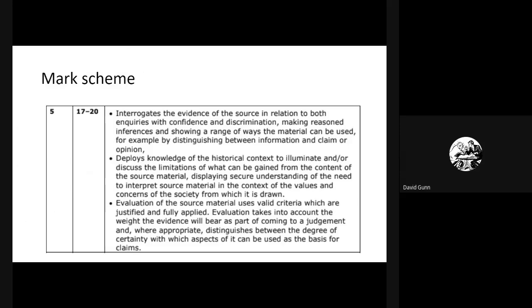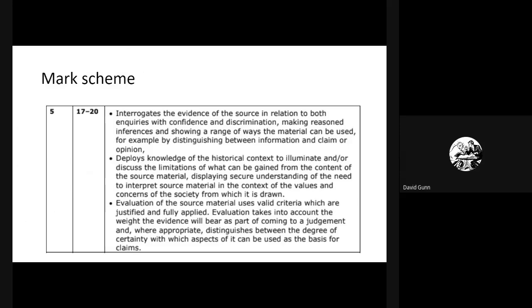So interrogates the evidence of source in relation to both inquiries with confidence and discrimination. So what that means is you're selectively picking pieces of the source out, and as it says here, making reasoned inferences and showing how the material can be used. So basically, this is what we're doing in paragraphs 1 and 2. We're picking out relevant bits of the source, and we're making inferences from it. So this shows us that kind of sentence.